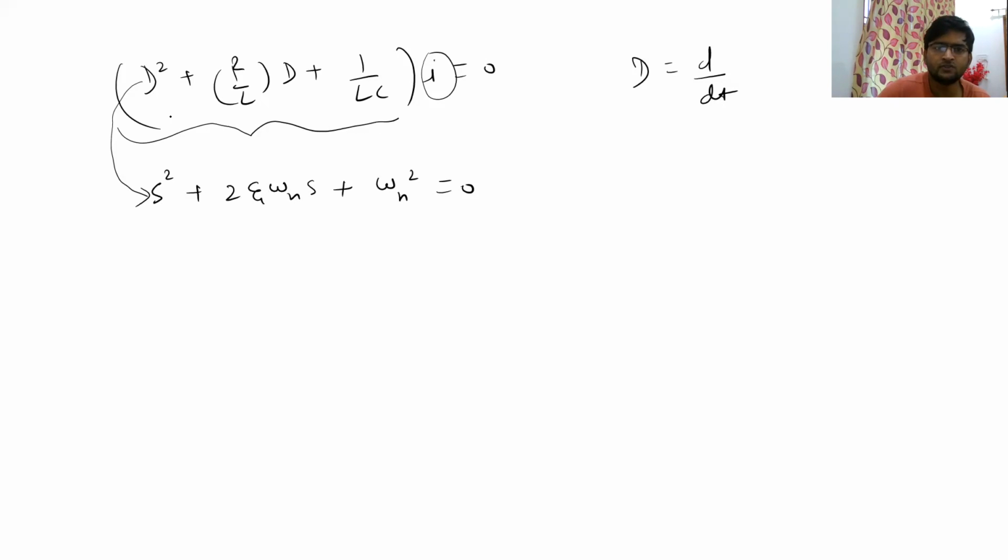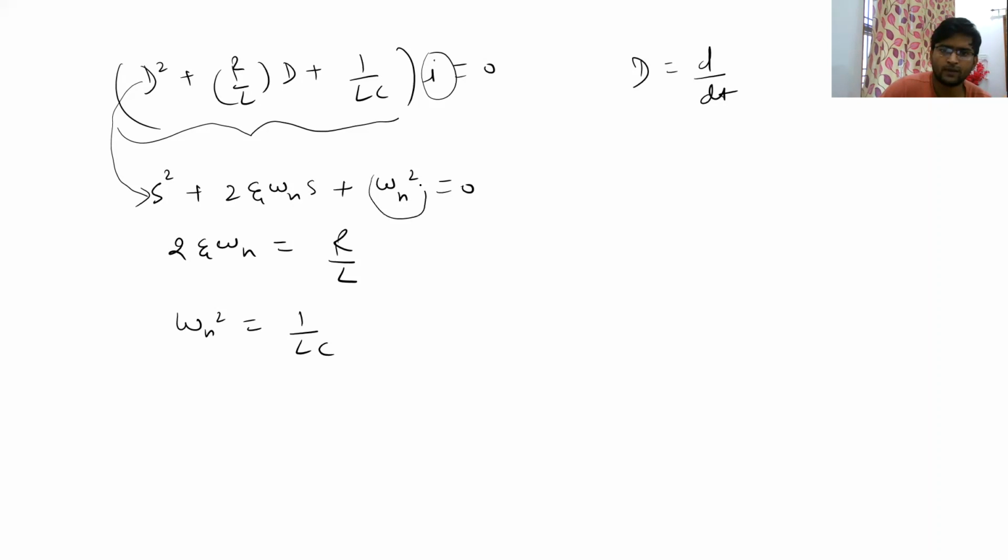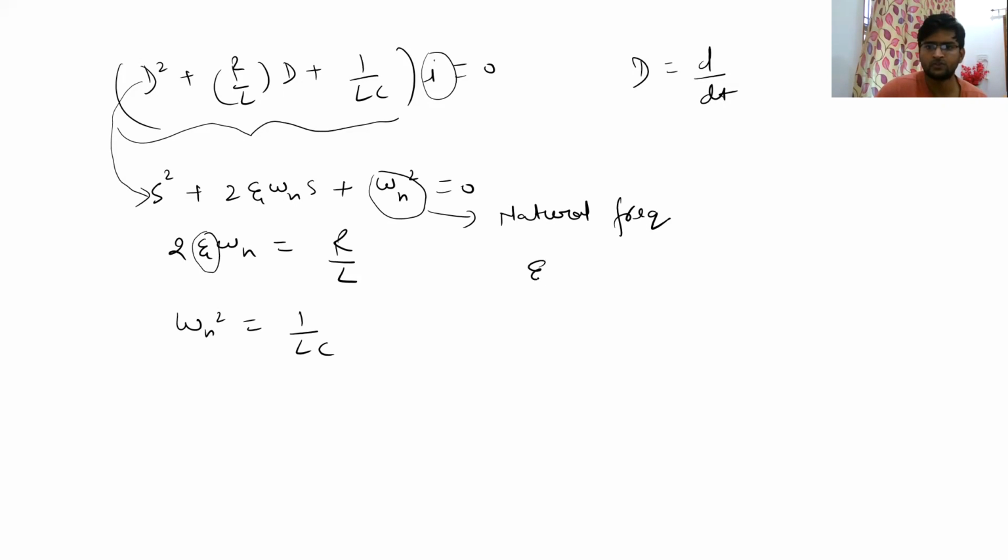So if you compare D square plus R by L D plus 1 upon LC with this equation, you are going to get 2 zeta omega n is equal to R by L, and omega n square is equal to 1 upon LC. So you must be knowing this term omega n. I already told you this is called the natural frequency of any circuit, right? And this zeta term you might not be familiar with. So this zeta is called the damping ratio.